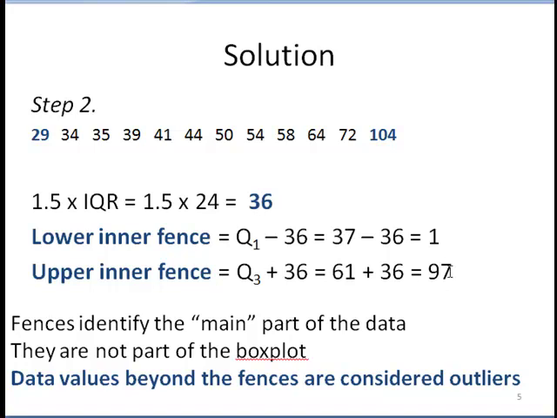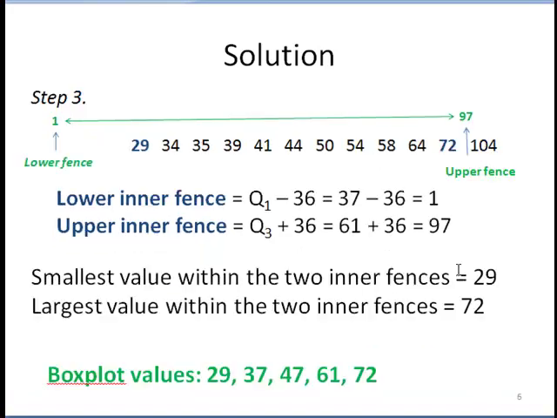These numbers, 1 and 97, are called fences. They are not part of the data, and they'll not be part of our box plot. We compute them only so that we can identify outliers. Our data set does have one outlier, the value 104. 104 exceeds the upper fence, and hence it is a high outlier.